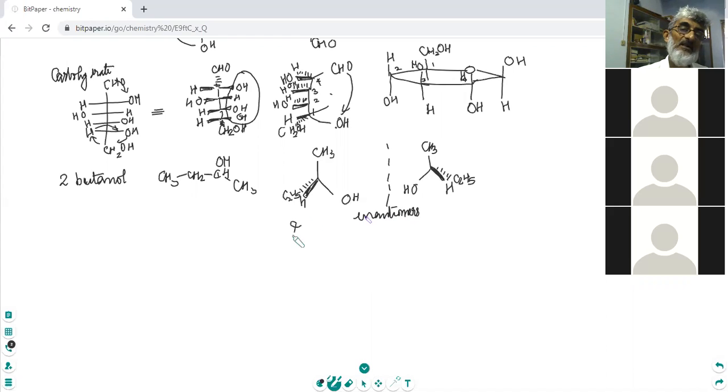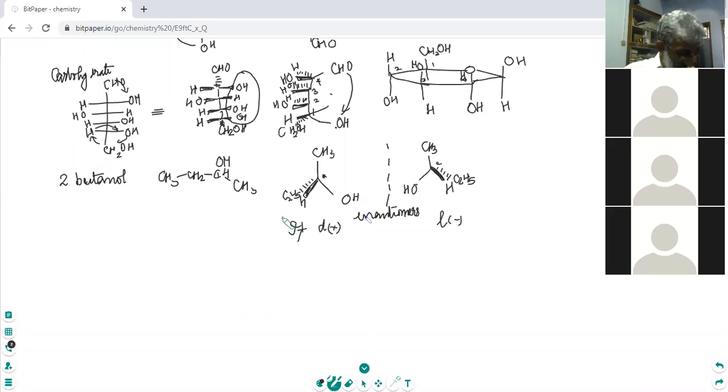If this is dextrorotatory, this will be levorotatory. If this is plus, dextro means plus, this will be minus. Minus rotation means rotation of plane polarized light in the anti-clockwise direction, and plus means rotation in the clockwise direction. So here you have only one asymmetric carbon.